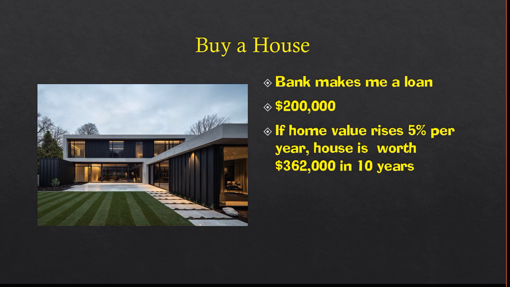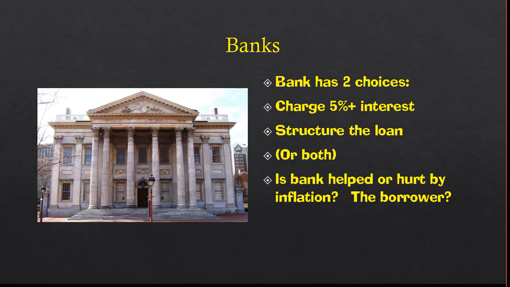Everybody with me here? The bank lost. It's a loser. So the banks have a couple of choices to protect themselves. One is to charge higher levels of interest, right? In times of inflation when they should be charging higher levels of interest, but the market doesn't let them. So what they do is they structure the loan.